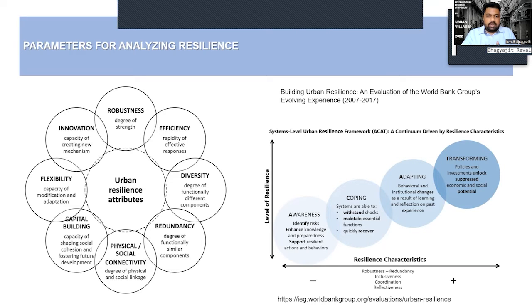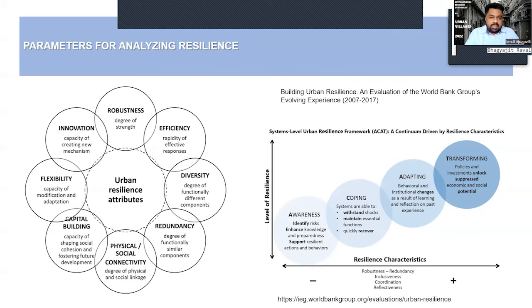When it comes to the figure on the right, this is a report of building urban resilience and evolution, the World Bank Group's evolving experts. This was between 2007 and 2017. The level of resilience is shown on the left side of the graph, and when you see at the bottom, it is our resilience characteristic. So when you see this chart, these are the different stages of resilience. The first stage is awareness. So awareness means identifying the risk, enhancing knowledge and preparedness for supporting resilient actions and behaviors.